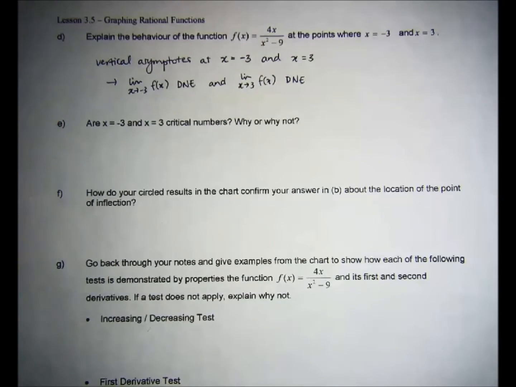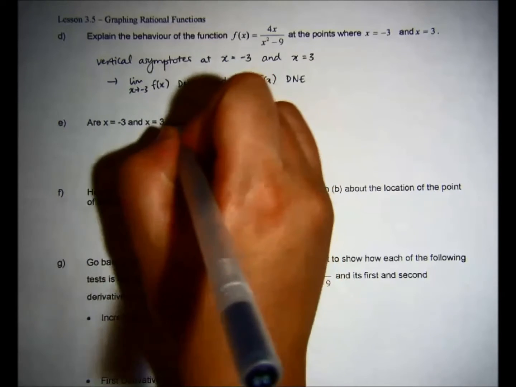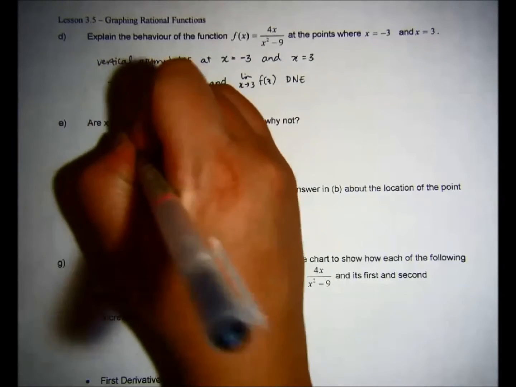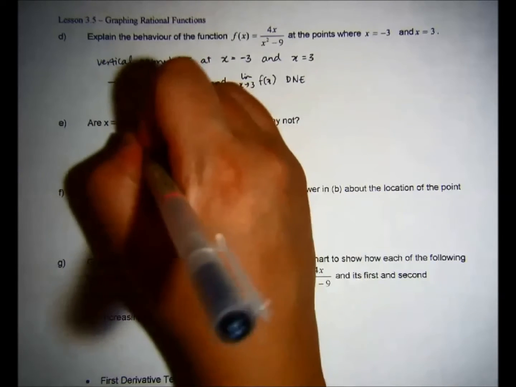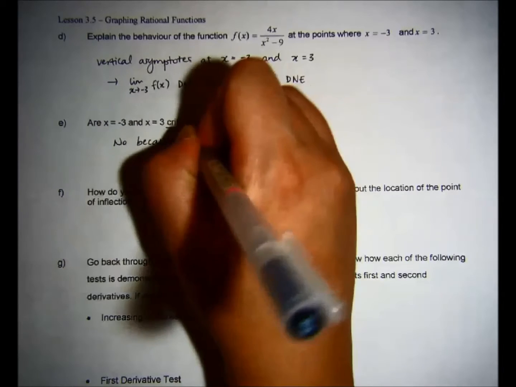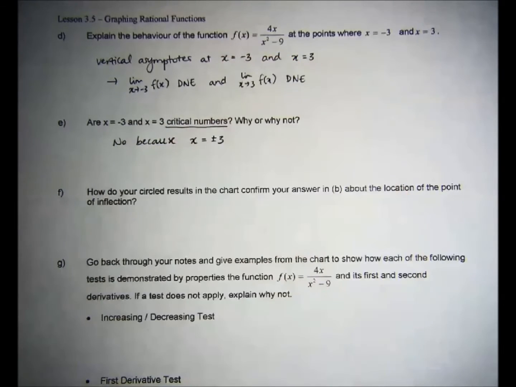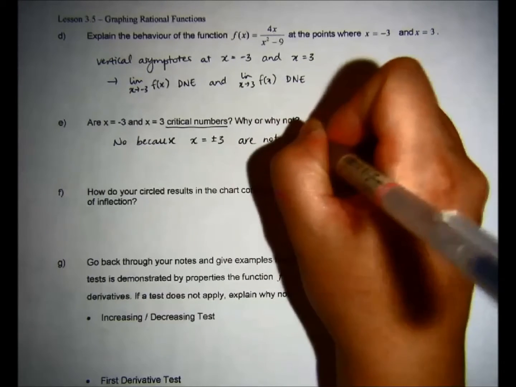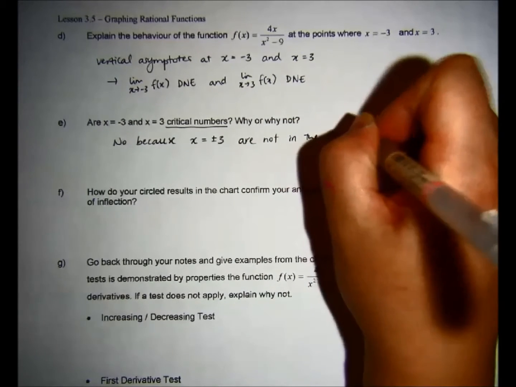Okay, the second question is, are 3 and -3 considered critical numbers? And if you go back to our very first lessons about local extrema, we define critical numbers as those that are within the domain of the original function. So they are not considered critical numbers because x equals plus minus 3 are not in the domain of the original function.